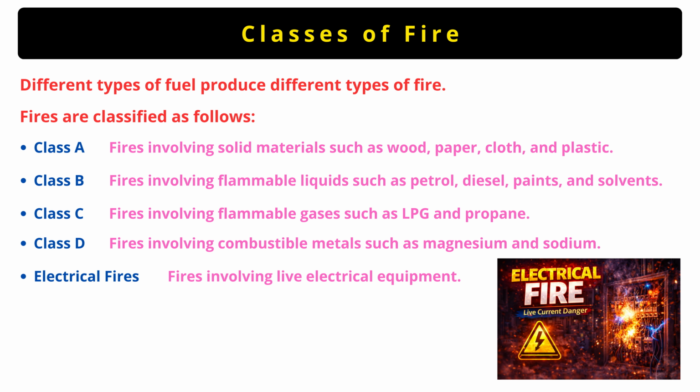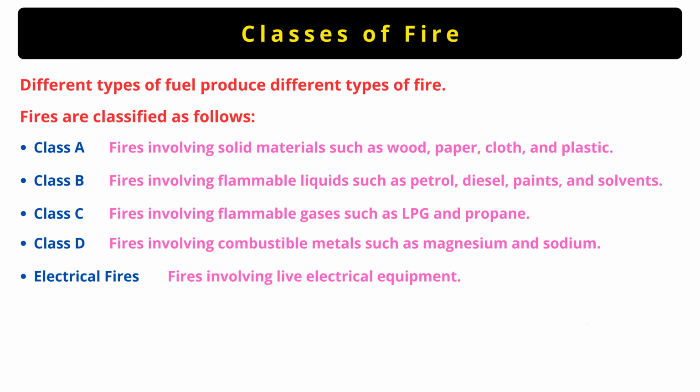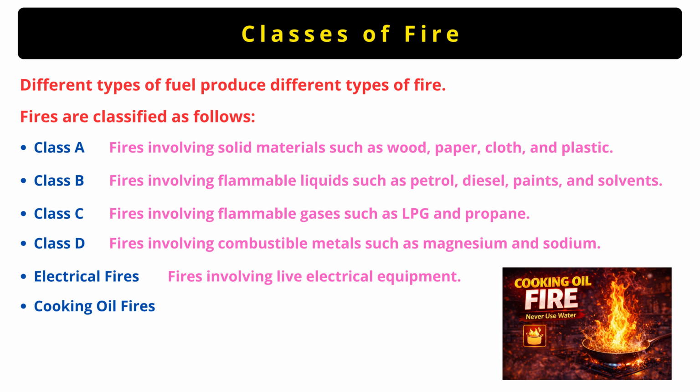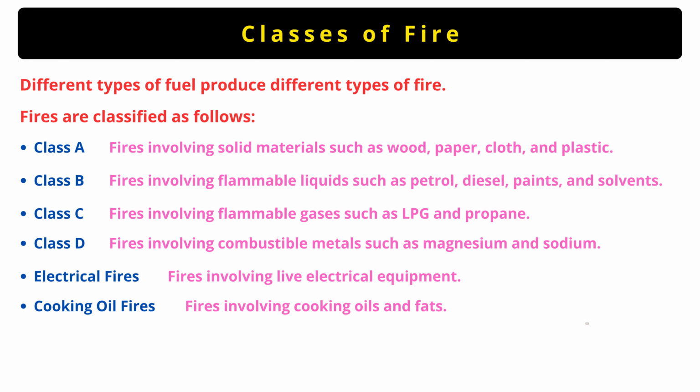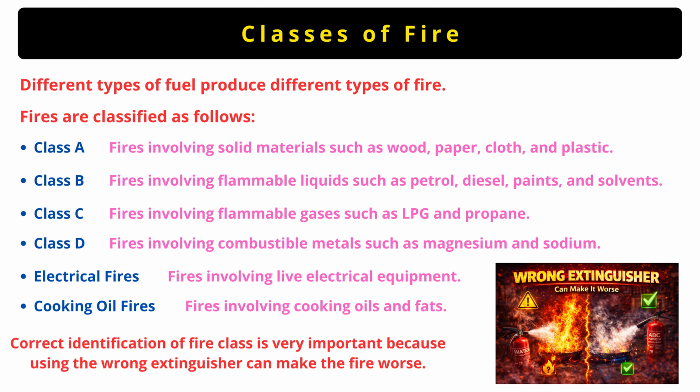Fifth is electrical fires, means fires involving live electrical equipment. And the last one is cooking oil fires, means fires involving cooking oils and fats commonly seen in commercial kitchens. One important point to remember, if you use the wrong extinguisher, the fire can become more dangerous. For example, if you use water on a petrol fire, the liquid will spread and the fire will increase. So, identifying the correct fire class is very important.